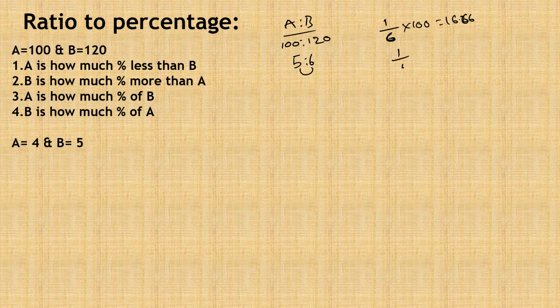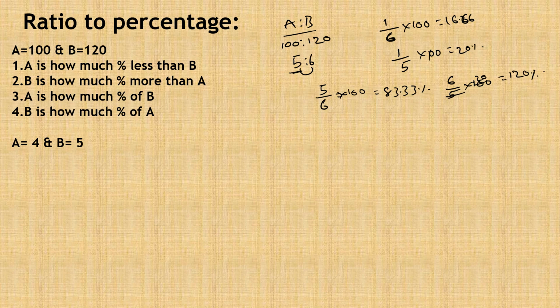A is 1 more than 5 compared to A, which equals 20%. A is how much percent of B? A is 5 by 6 of B into 100, that is 100 minus 16.66, which equals 83.33%. B is how much percent of A? That is 6 by 5, which is 20% more, so 120%, or you can solve it as 5 into 20, that is 20 into 6, which equals 120%.